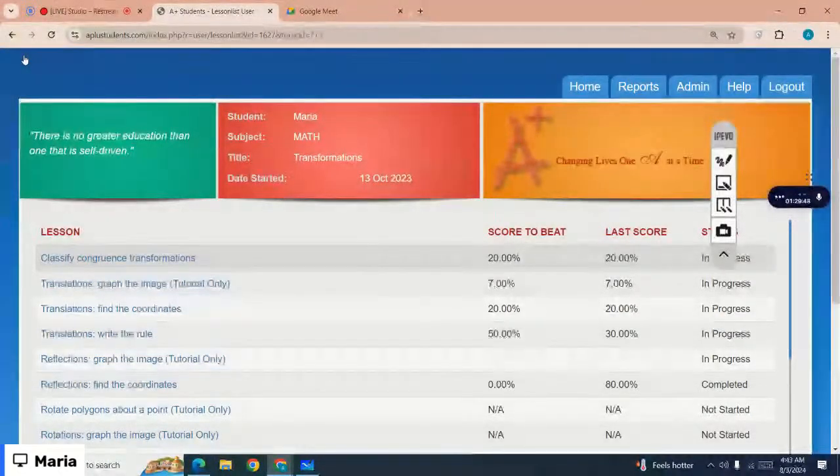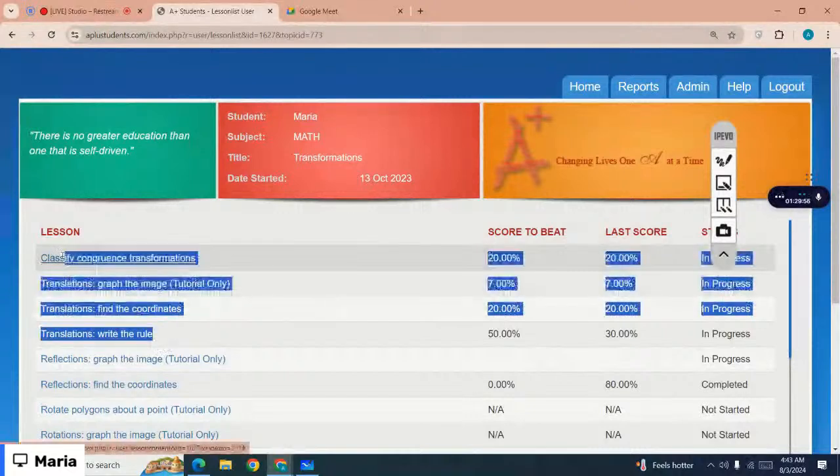So, we were working on grade 10 math. The chapter we were working on is transformations. The lessons we have covered today are classify congruence transformations, translations graph the image, translation find the coordinates, and translations write the rule. So please make sure before the next session you complete all the practice questions for the lessons we just did. That is your homework until next session.